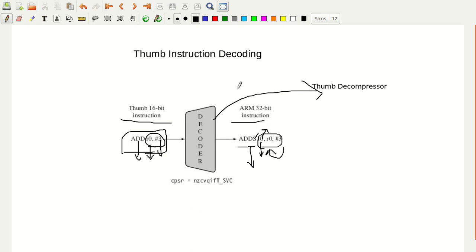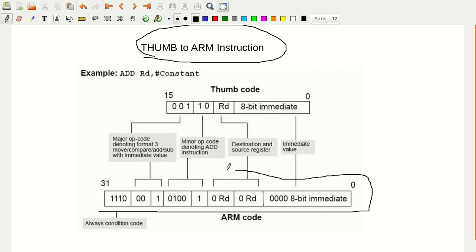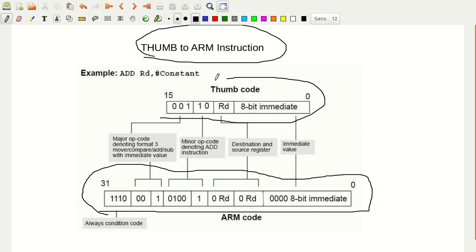Here we shall see how this Thumb 16-bit instruction is translated into the equivalent ARM 32-bit instruction. This is the Thumb to ARM instruction translation. We have already discussed that ARM means the 32-bit instruction set format. Here we can observe this is a 16-bit instruction; all Thumb instructions are 16-bit.